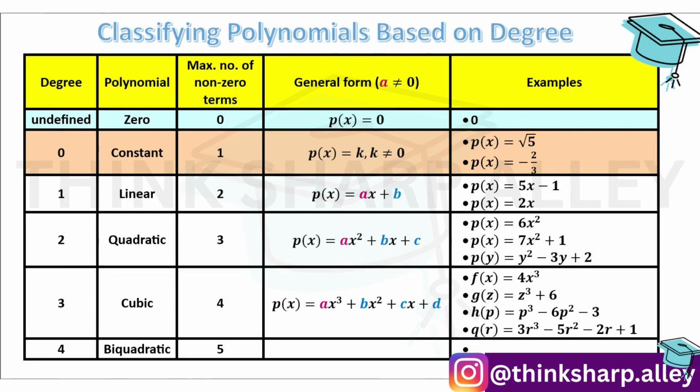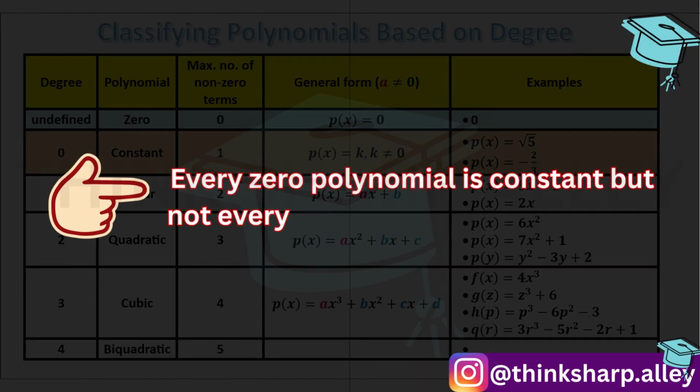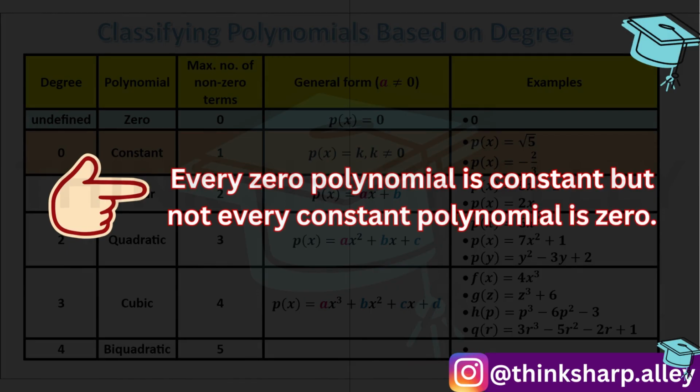But there is definitely a difference. First of all, their general forms are different. Second point of difference is their degree. And third, remember, constant polynomial has one non-zero term while zero polynomial has no non-zero term. Okay. Also, remember, every zero polynomial is constant, but not every constant polynomial is 0. And the reason, degree differs.